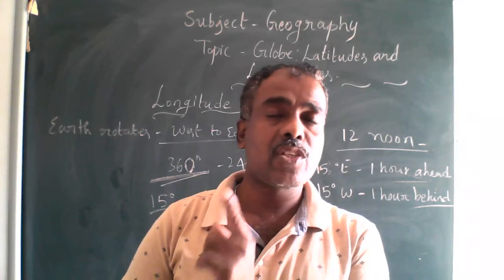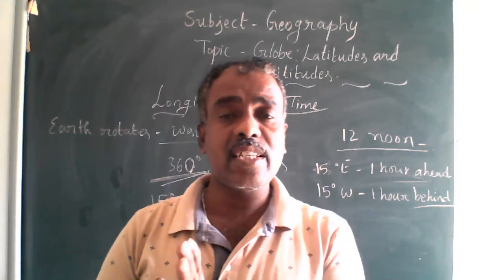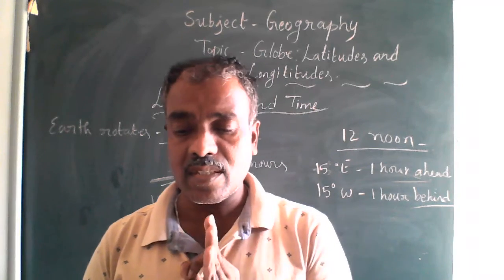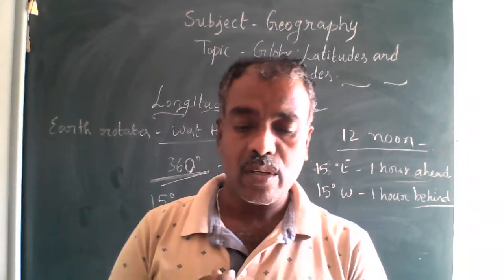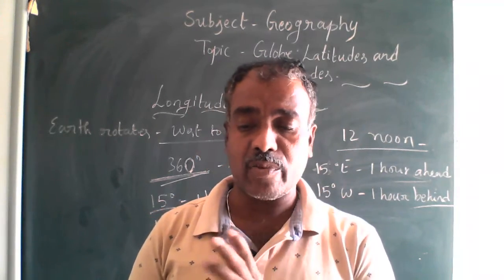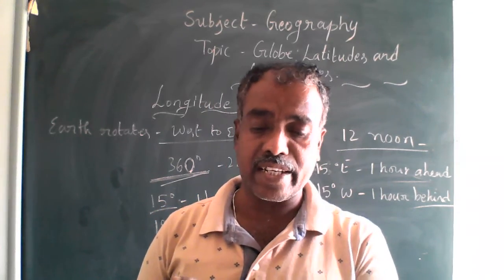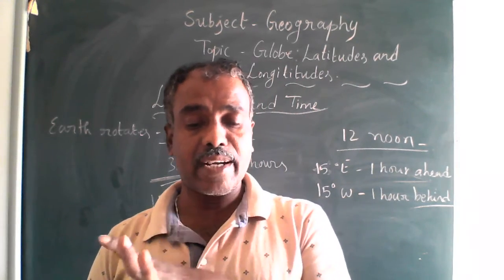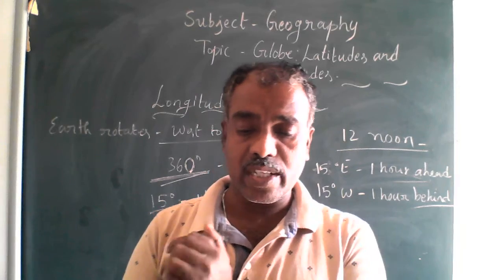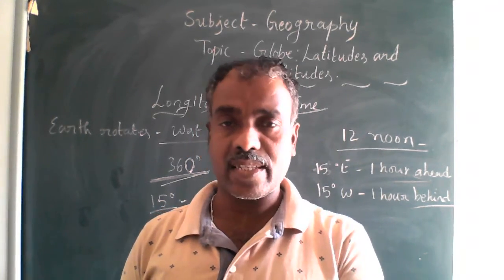So we have chosen the 82 and a half degree east meridian, which passes through Mirzapur, located in Uttar Pradesh. That meridian we consider as the standard meridian of our country to find the standard time. Understood now? So it is also called Indian Standard Time or IST.